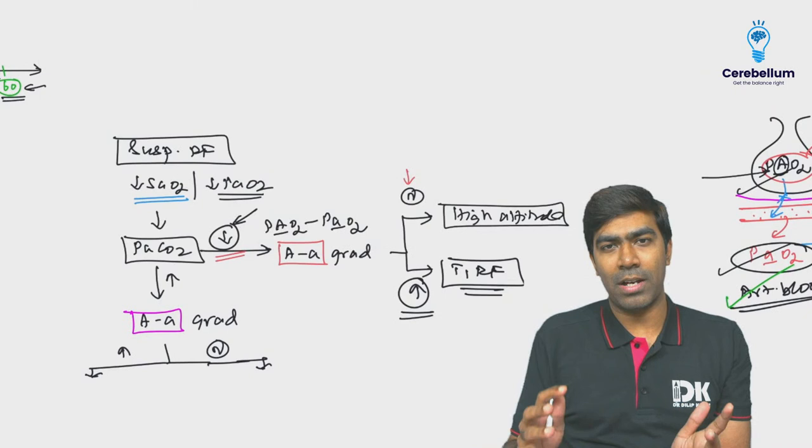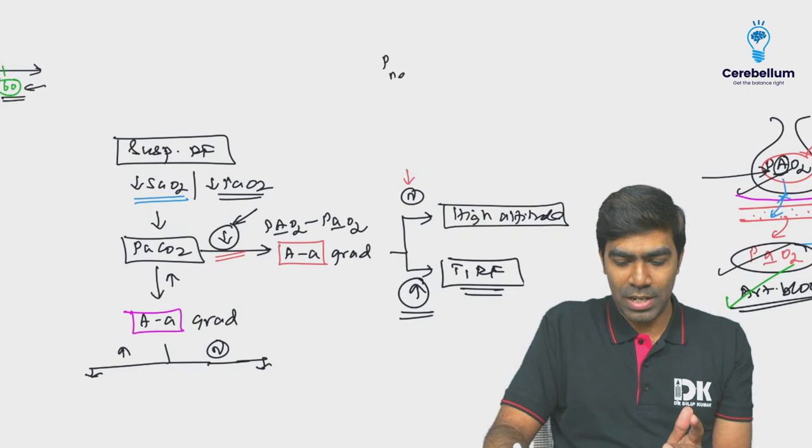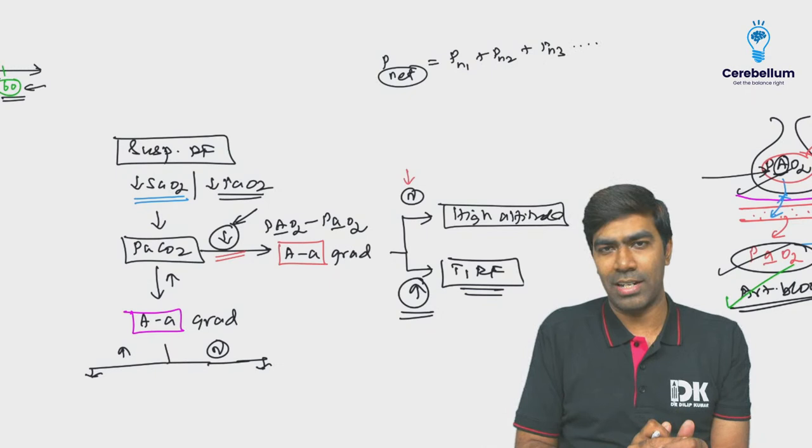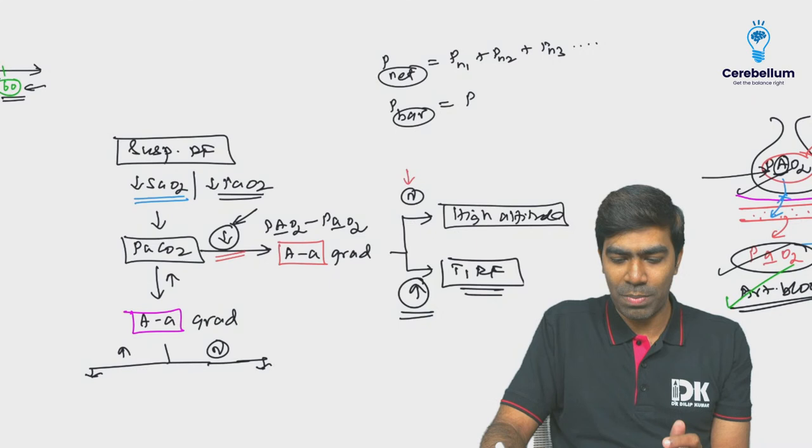You have the law stating that the net partial pressure of any gaseous mixture is equal to the sum of partial pressures of individual gases, right? Which means the net barometric pressure in the atmosphere will be equivalent to partial pressure of oxygen plus partial pressure of carbon dioxide plus partial pressure of nitrogen plus partial pressure of water and so on.